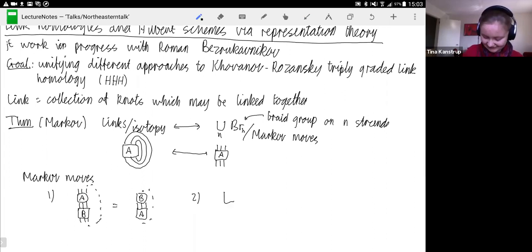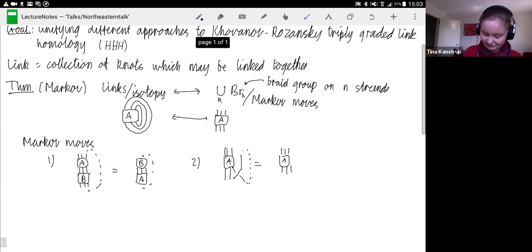And similarly, if I take a braid and add an additional strand and then cross it with the outermost one, then this is the same as the original one. Because if I close up, this just gives me a loop and then I can just pull this tight. And the same way with the opposite direction of the crossing.